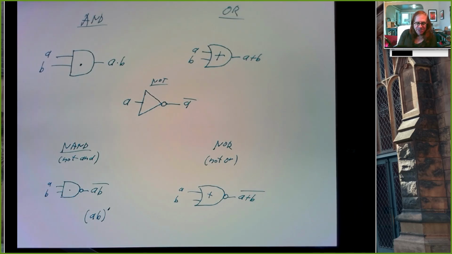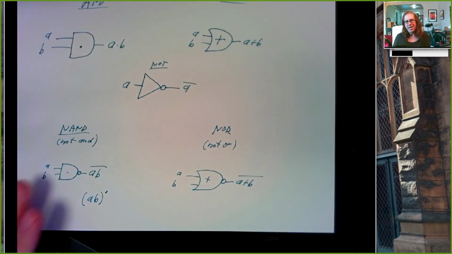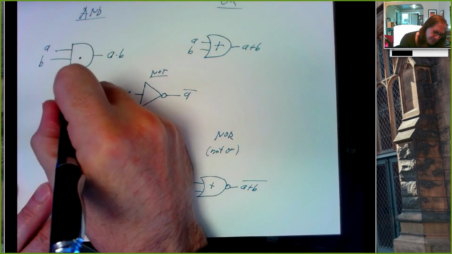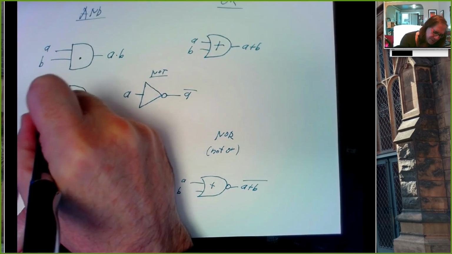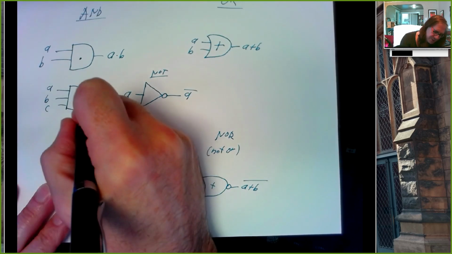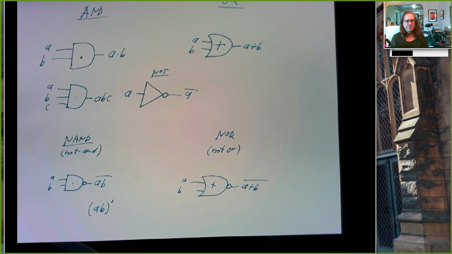All right, so there are some gates we can use to build circuit diagrams. And if we wanted an AND of 3 inputs, just use the same symbol, but throw an extra input outside. And the output is just ABC. And the same thing for ORs and NANDs and NORs.